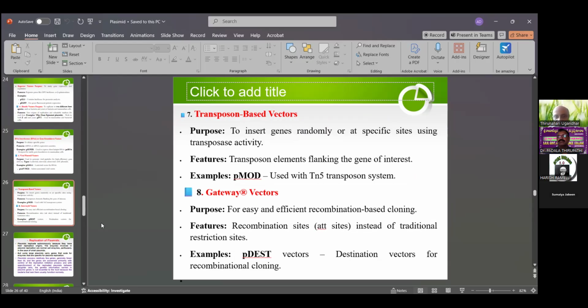transposon-based vector. Its purpose is to insert genes randomly or at specific sites using transposase activity. Randomly, genes are transferred to the plant cells. That is called transposon-based vectors. Features: transposon elements flanking the gene of interest. The eighth one, gateway vectors. The purpose is easy and efficient recombination-based cloning. The recombination sites are inserted in place of the traditional restriction sites. This is also one example.